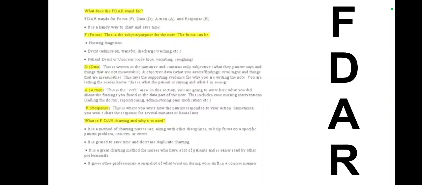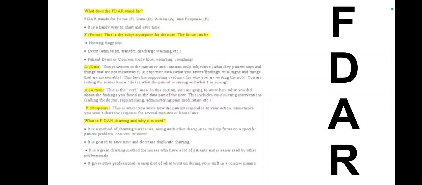So this includes your nursing interventions, such as calling the doctor, checking the doctor's order, regulating the IV flow, providing bedside care, providing comfort, raising the side rails, and things like that. This part of the documentation is where you will write your interventions. And then for the response, this is where you write how the patient responded to your action. Sometimes you won't chart the response until several minutes or hours later.